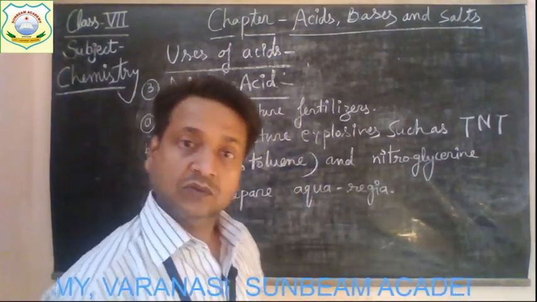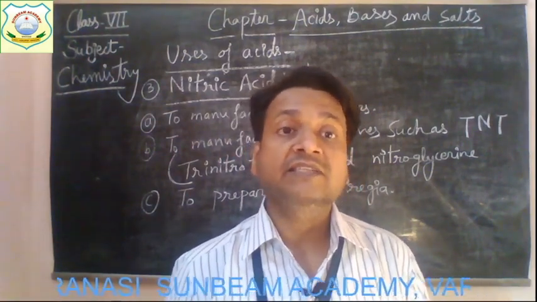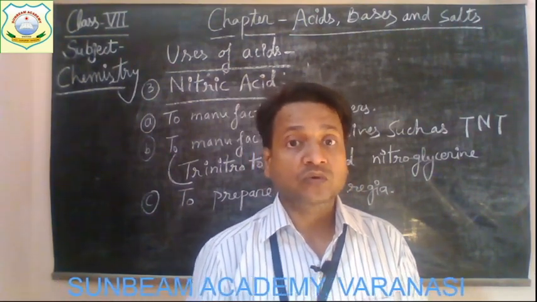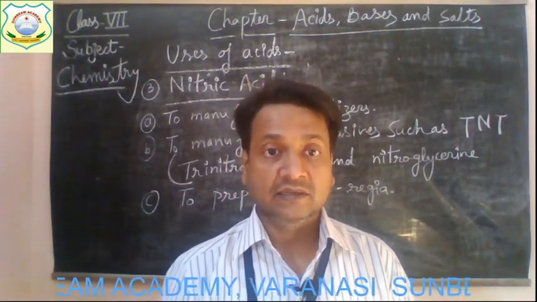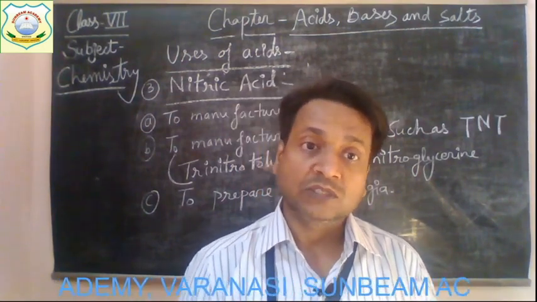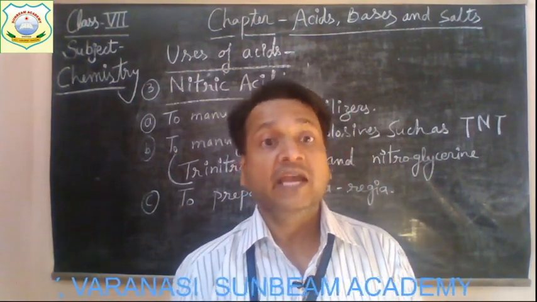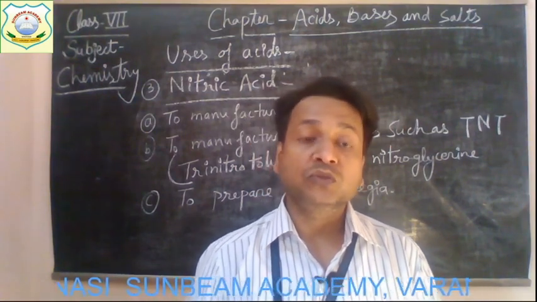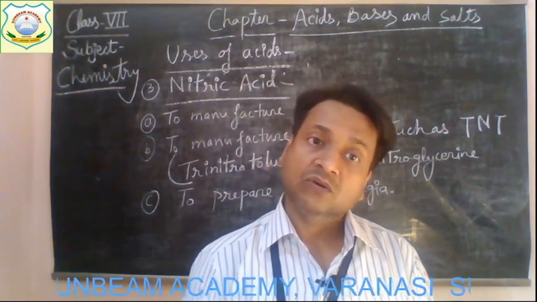Alright, children. Now the next use of nitric acid is to extract some metals from their ores. Children, do you know about ores? Ores are the impure form of metals, and pure metals are obtained from these ores. In this extraction of pure metals from their ores, nitric acid is one of the important chemicals which are used to obtain the pure metal from their ores.